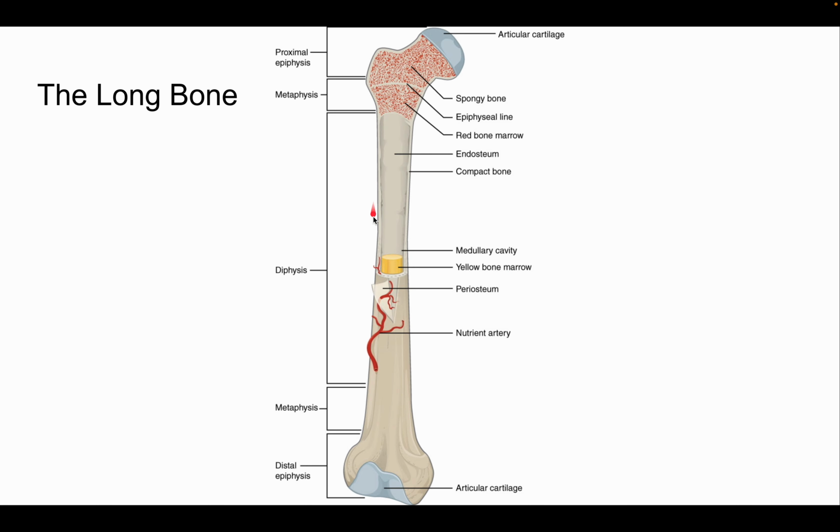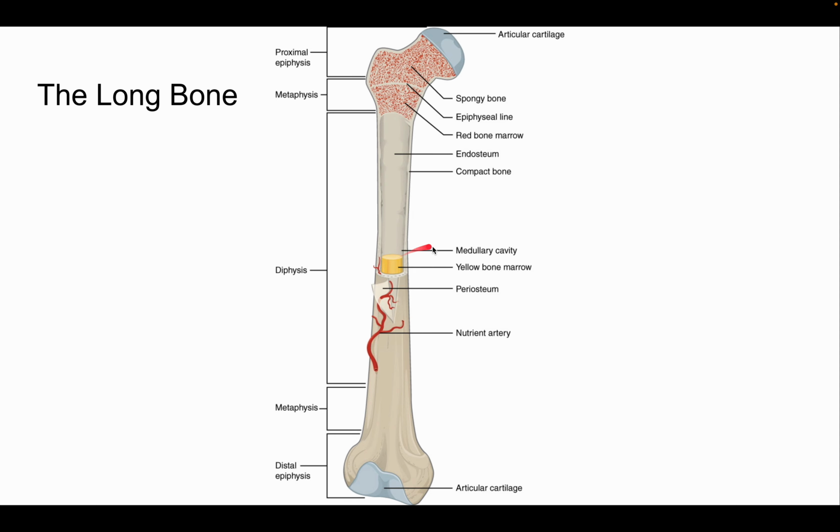And then if we look at the compact bone right here, which is the wall of the bone, we have the nutrient foramen here where the nutrient artery is going to flow through. And there's going to be a nutrient vein that's going to flow out. So bone is highly vascularized. All right, and then the membrane of the medullary cavity is going to be the endosteum.